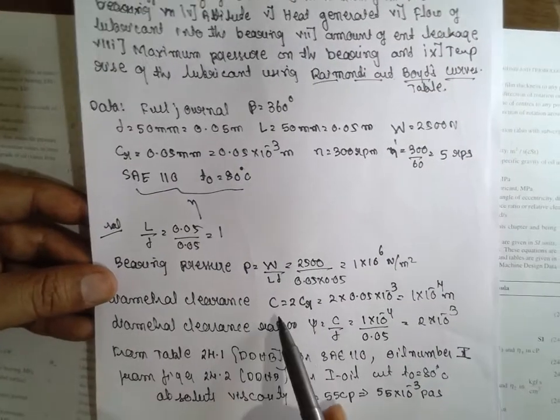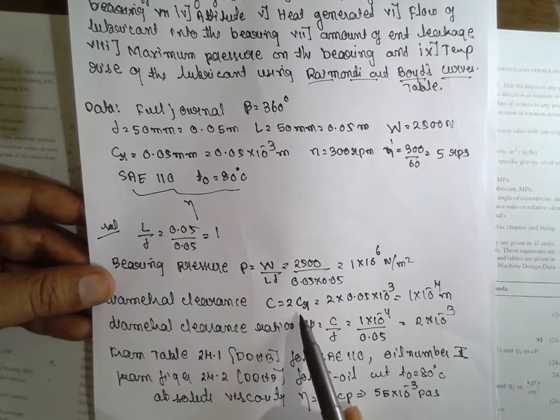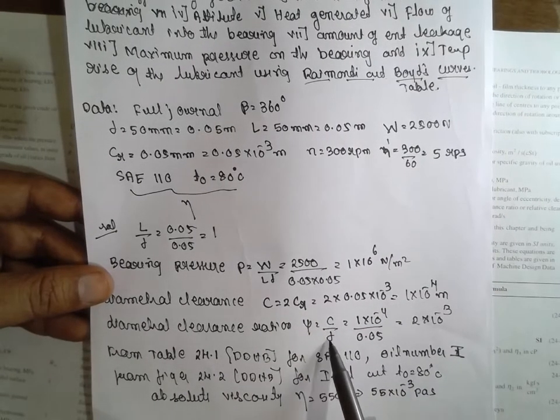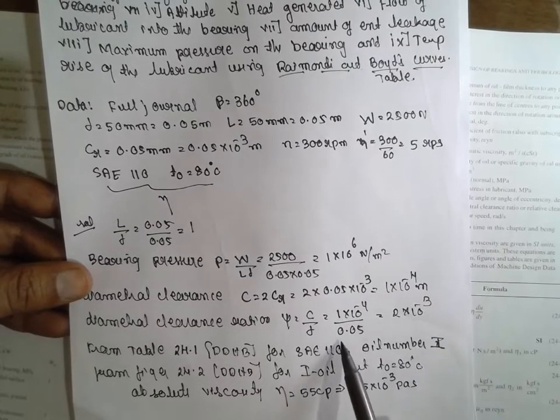Next, diameter clearance, nothing but C is equal to 2 RC. Substitute and you will get this. The clearance ratio psi is equal to C by D. Substitute the value and you will get the answer.